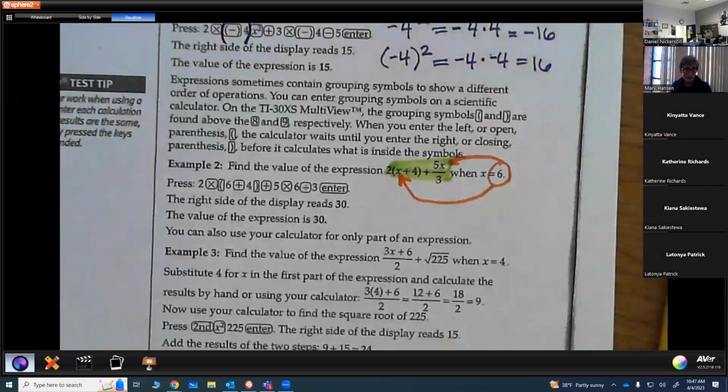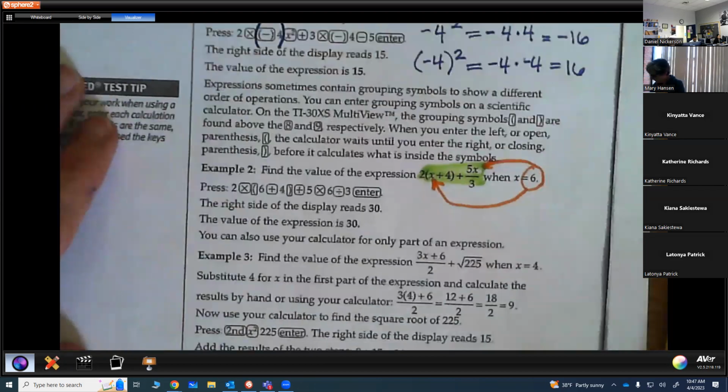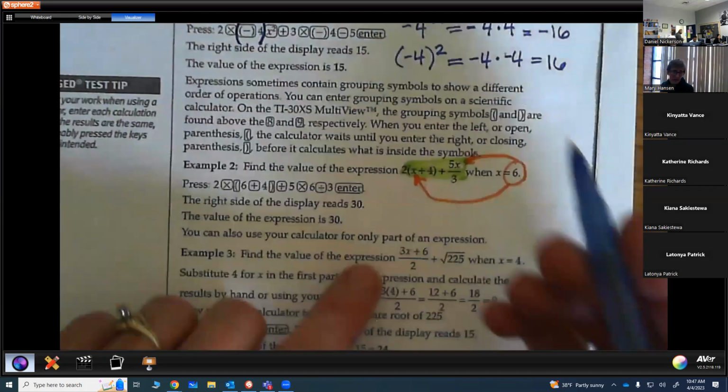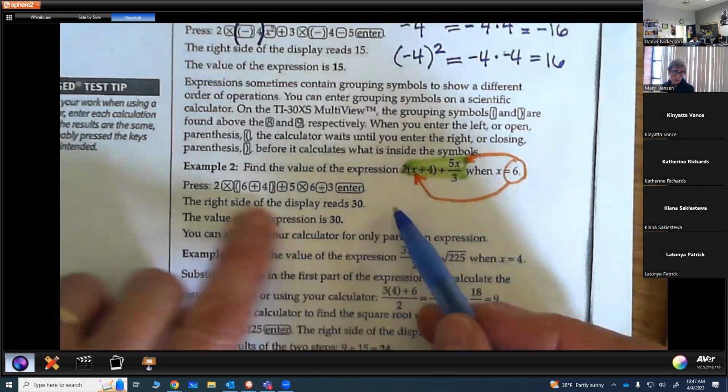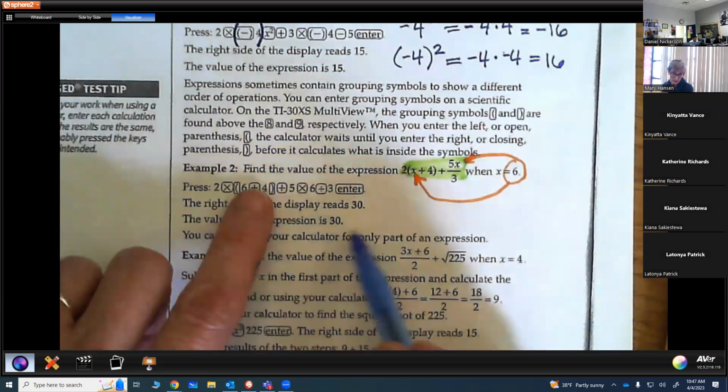Okay, do we have anyone who's struggling just to follow the keystrokes and get 30? I know that requires you to take a risk and say you can't get it, but let me know if you're having any trouble. Okay, so again, we need to be able to get to where we know how to enter the keystrokes without having it listed for us.